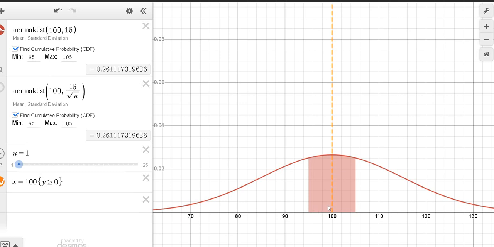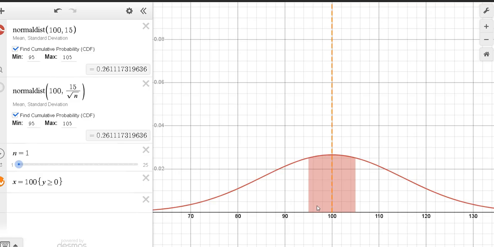If you're trying to figure out what this mean is, sampling one person is not going to do too well. So what else could you do? Well, we could sample more than one person, right? You can sample 2 or 3 or 4. And let's watch what happens.